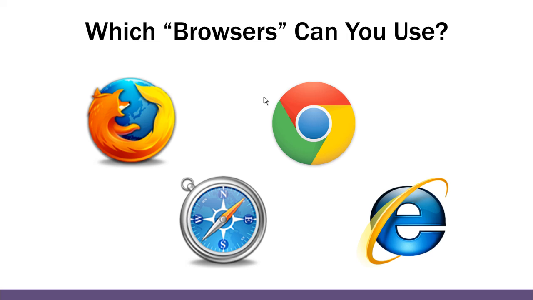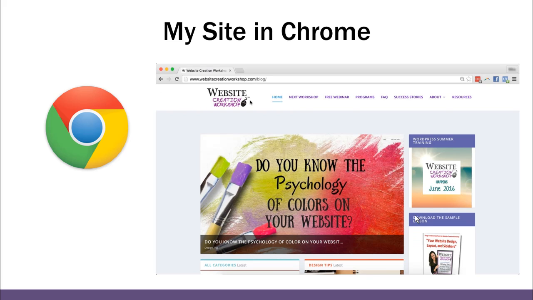All right, so there are different browsers you can use, and there's more than these. These are the logos of the different browser companies. There's Firefox, Chrome, Safari, and Internet Explorer, which is being phased out and replaced by something called Edge. When you're looking at your site, either your own site if you're going to build your own, or anybody else's site, sites can look slightly different in different browsers.